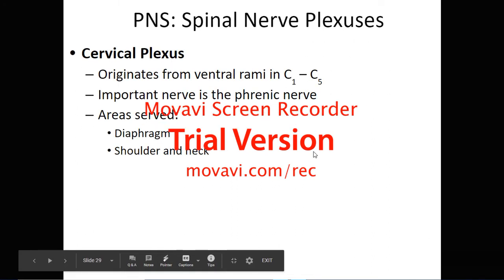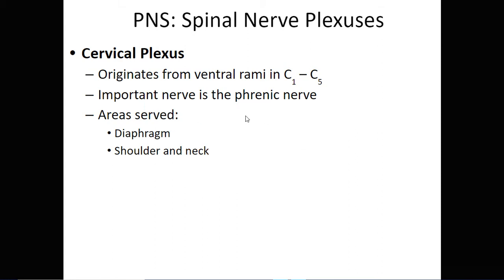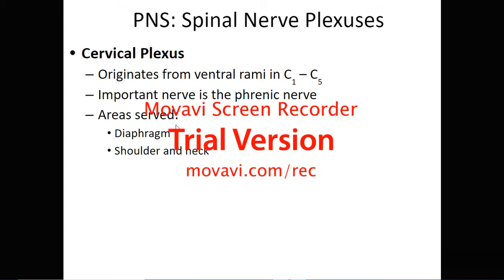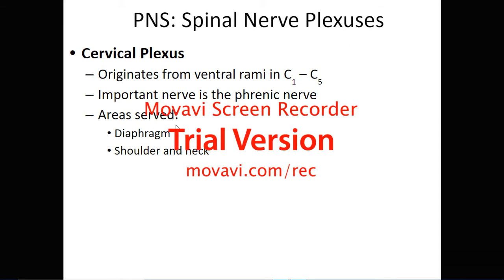All right, so your cervical plexus originates from ventral rami in C1 through C5. An important nerve in this area is the phrenic nerve, and the phrenic nerve is going to serve the diaphragm. Remember, the diaphragm muscle is important for your lung exchange, for breathing in when it contracts, and then helps push the air out of your lungs. So for gas exchange, the diaphragm is important. And the phrenic nerve also innervates the shoulder and neck area.